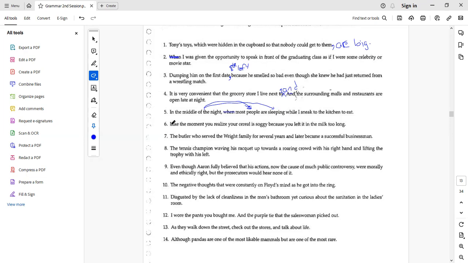Like the moment, all of that is a prepositional phrase, so a comma will come after it. Like the moment you realize your cereal is soggy because you left it in milk too long. All of this is a prepositional phrase. My mother shouts at me. Okay. Clear? Clear.